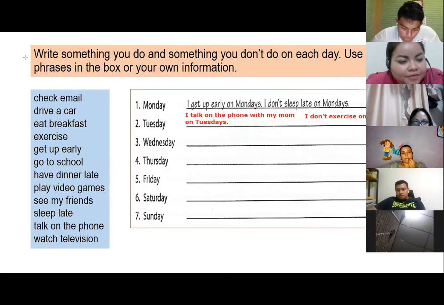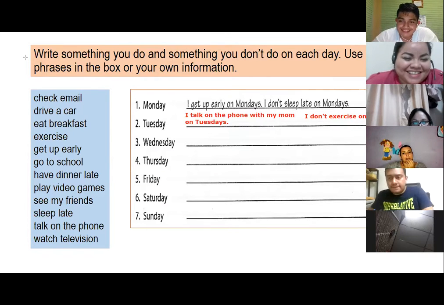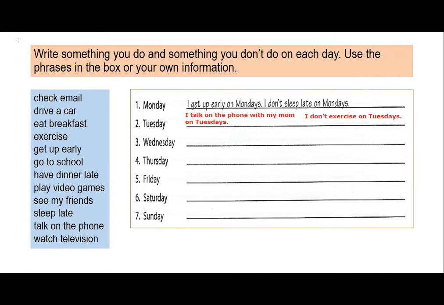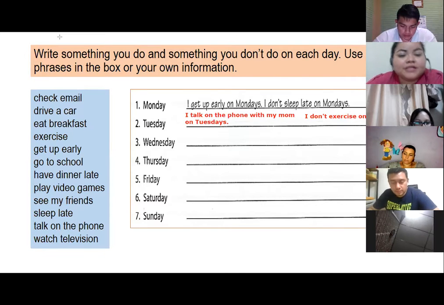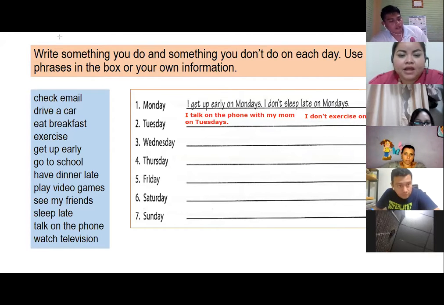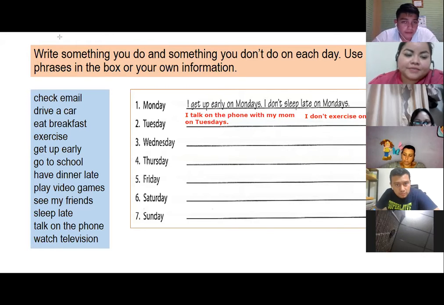Teacher, have dinner late, ¿qué es? Por ejemplo, usted que está cenando hasta ahorita a las 9:30. Cenar tarde, dinner late. Have dinner late, yo ceno tarde. I usually have dinner late. Y early significa temprano. I have dinner early. I eat dinner at 5 p.m. A las 5, si no ya no ceno. Have dinner late es cenar tarde.